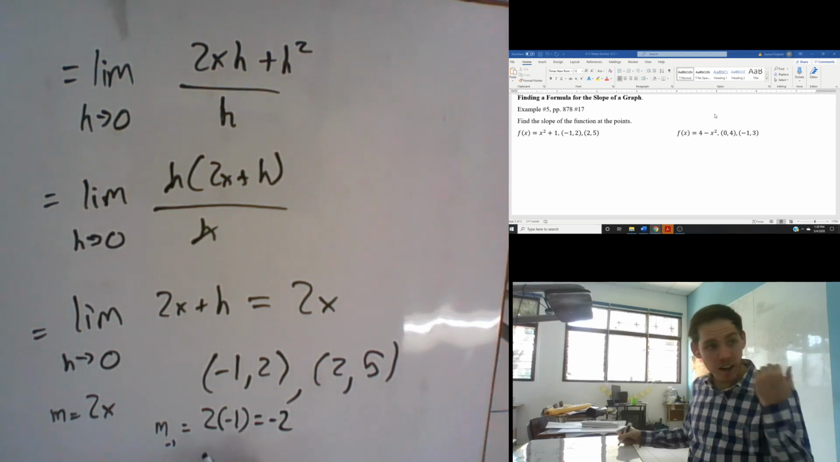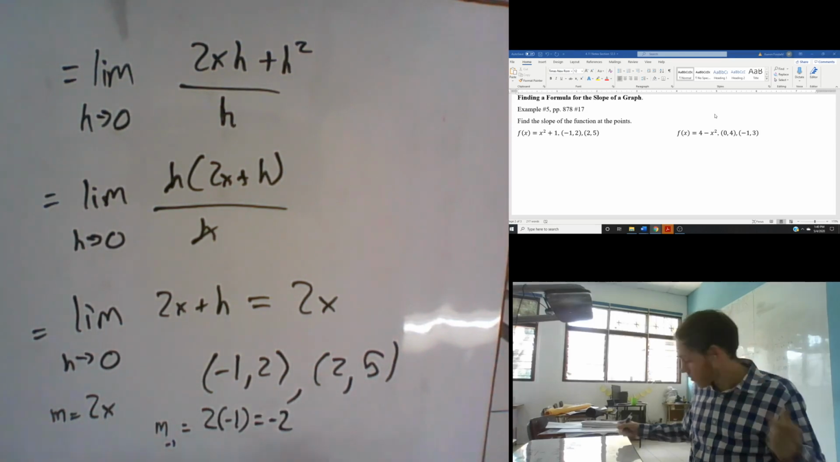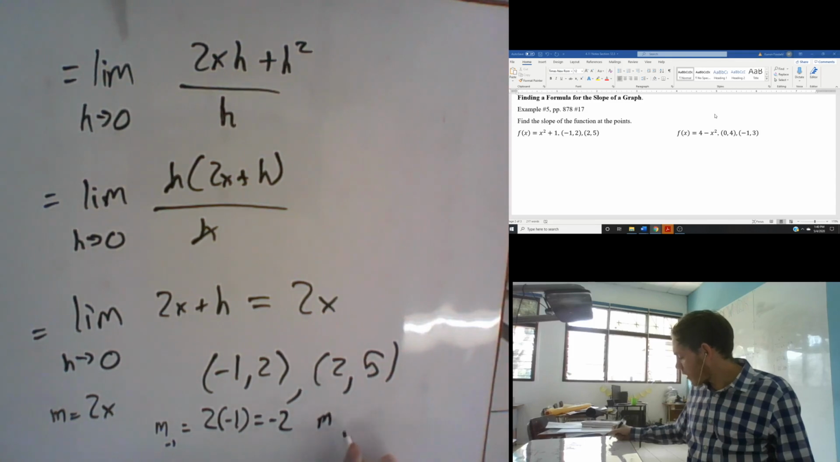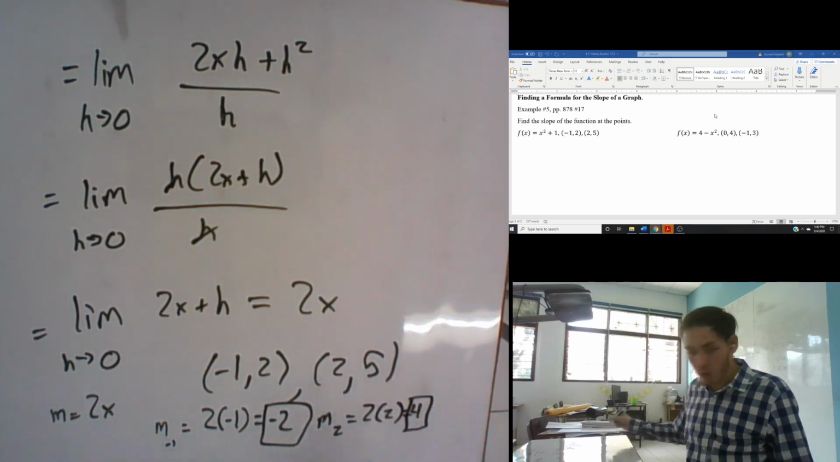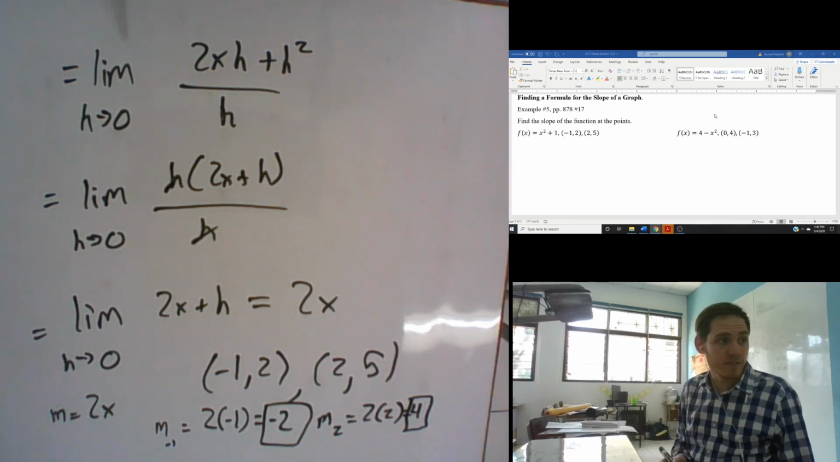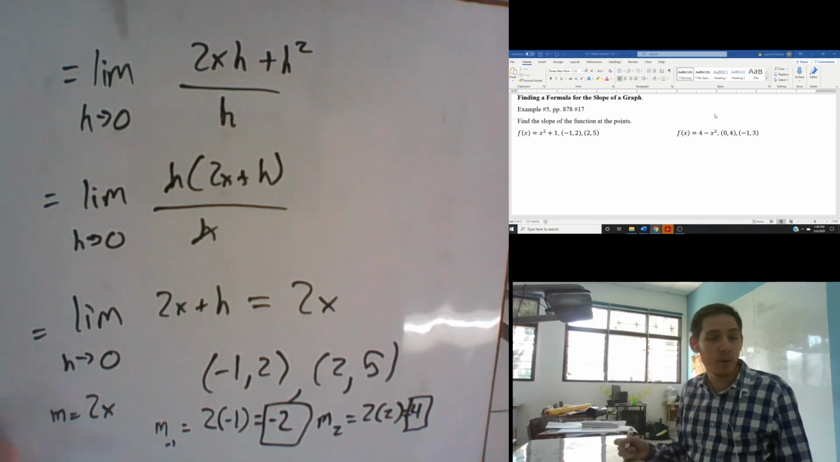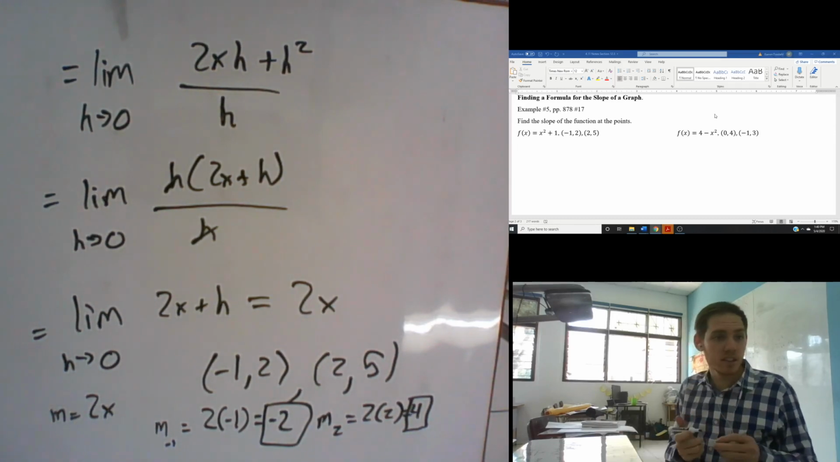And I'll write to the right. m of 2 is going to be 2 times 2, which is 4. So our two answers are negative 2 and 4, respectively. Okay? And that's the answer for a question that asks you to find the slope at points.